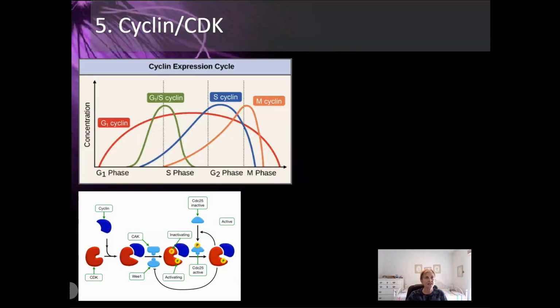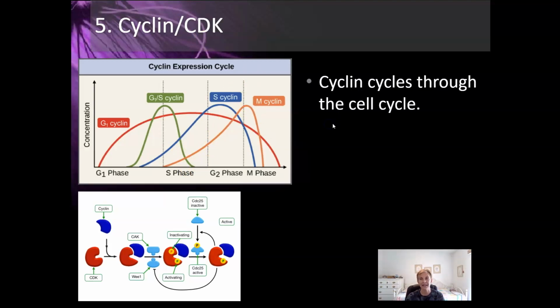What runs these checkpoints are the cyclin CDK proteins. Remember, cyclin is named because it cycles. It's high at certain points and then it's low. We can see it's high at the checkpoint. CDK, cyclin-dependent kinase.